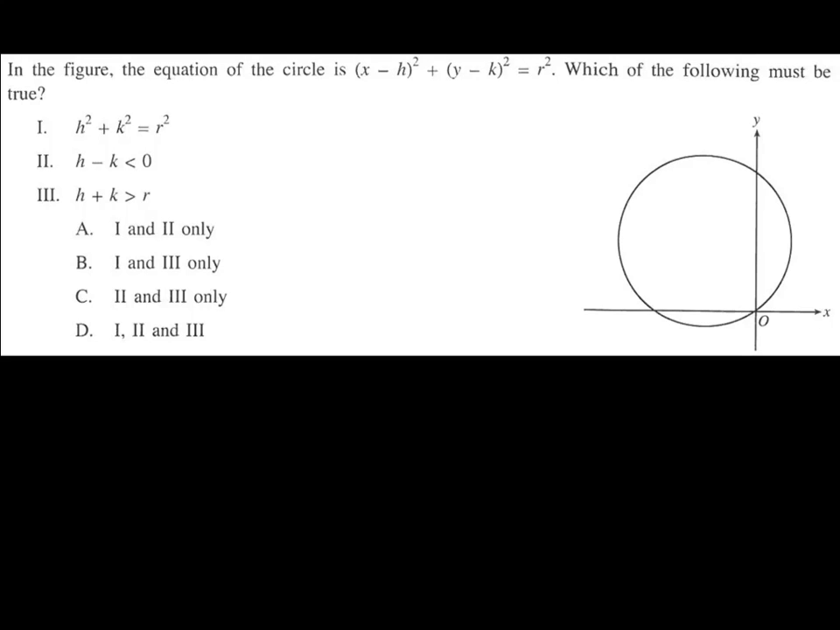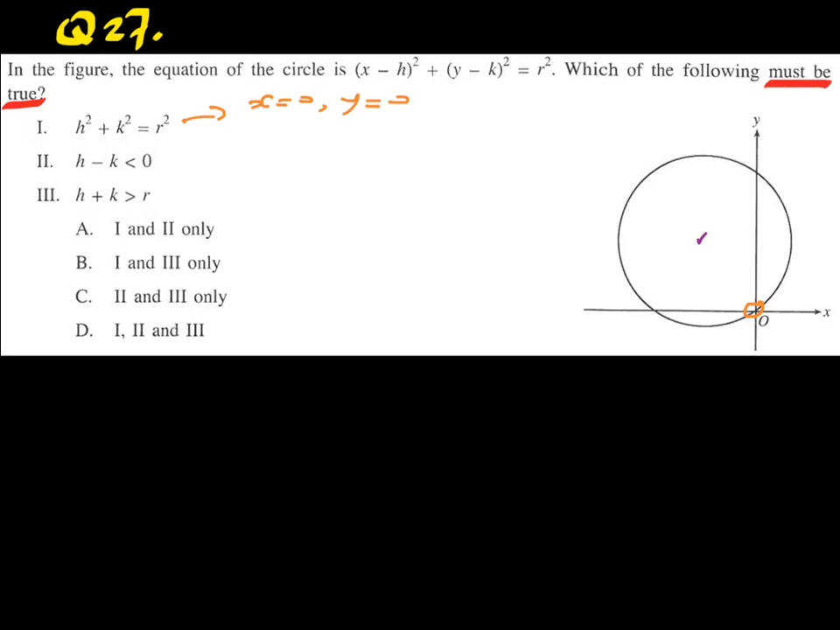So here we're given an equation of a circle and a diagram. And the question asks which of the following must be true. So we need to check each of the statements one by one. So first of all, statement 1. And this statement means that x is 0, y is 0. That's why we get h squared plus k squared equal to r squared.